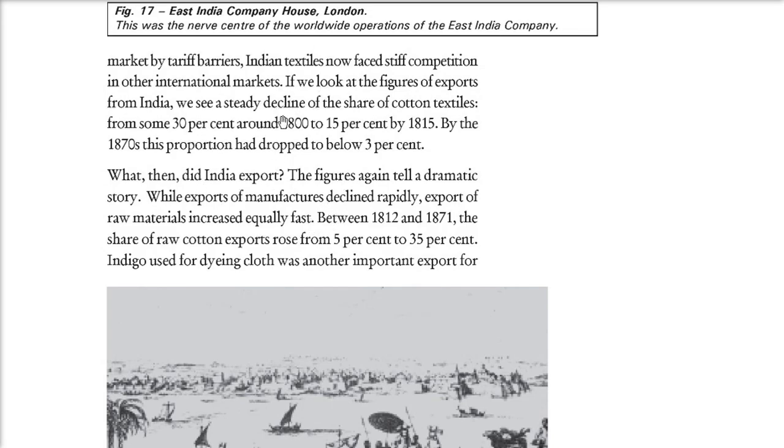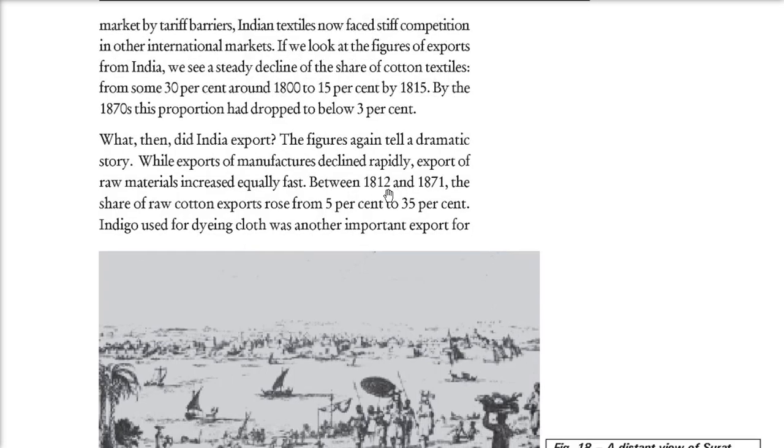See, this is not what it seems. As these exports were declining, the export of raw materials was increasing. Please understand, when the export of cotton goods was declining, the export of raw material was increasing. Between 1812 and 1871, the share of raw cotton export rose from 5% to 35%. So the raw material was going, and even the indigo was going.